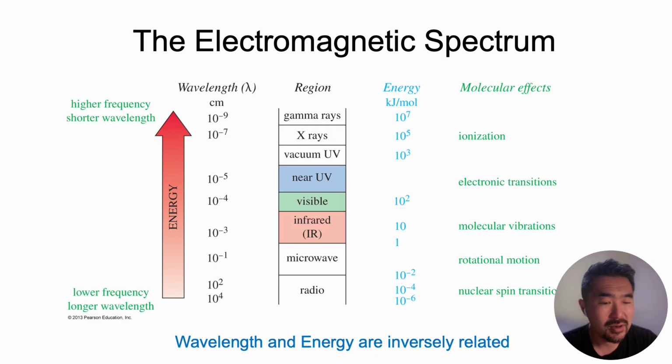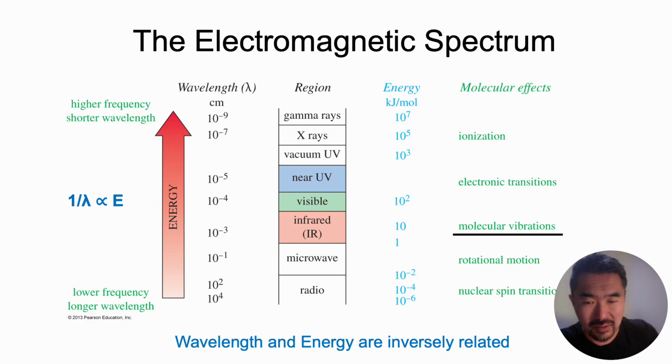And you might recall from Chem, or maybe even from a physics class, that wavelength and energy are inversely related, right? That just means high energy radiation has a very short wavelength and high frequency of vibration. And low energy radiation has a very long wavelength and low frequency of wave function, right? So another way to say the same thing is: wavelength and energy are inversely related.